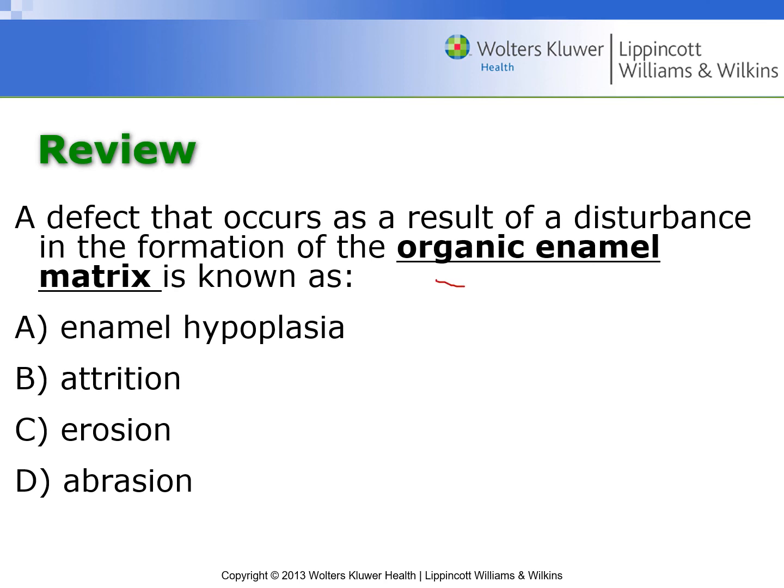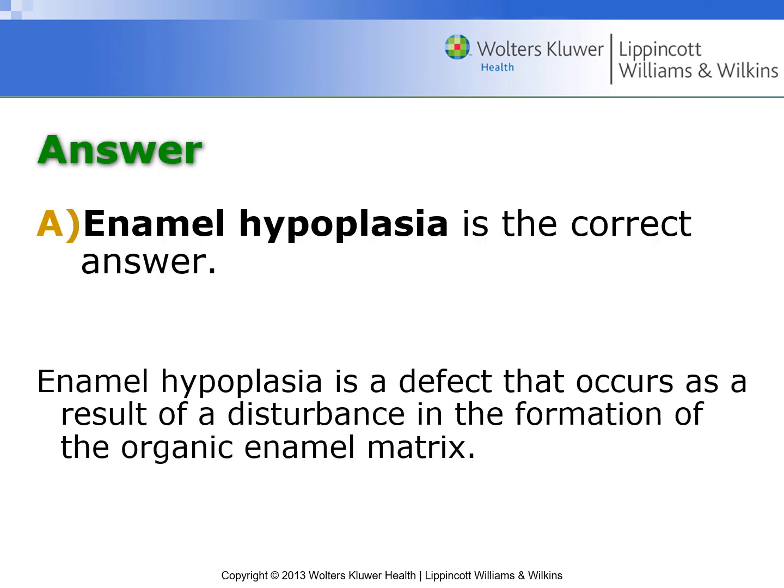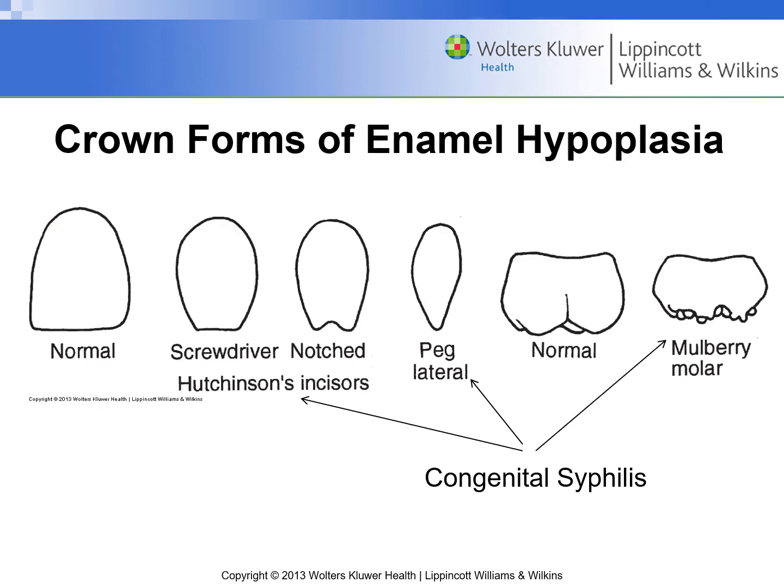Anything that says organic enamel matrix or organic matrix always has to do with enamel hypoplasia. So this is the crown forms of enamel hypoplasia, which is just a malformation of the enamel cusps or incisal edges. You can have normal over here. This would be the look of a normal tooth right here.